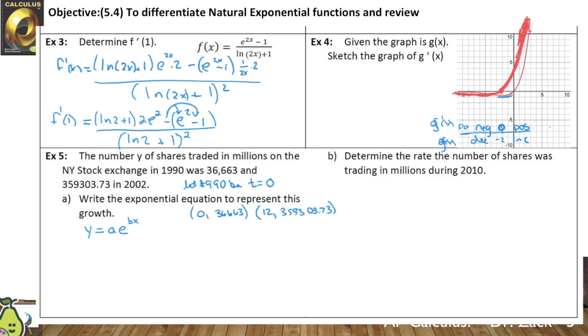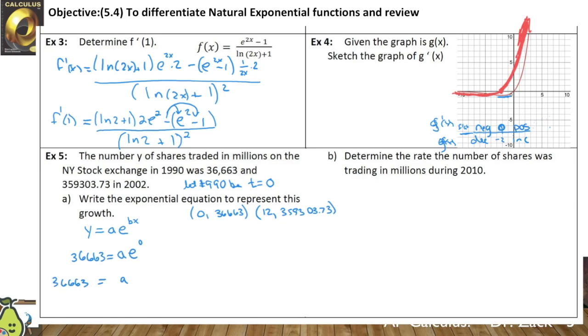All right, so what we're going to do is substitution. When x is 0, your y value is going to be 36,663, and that means I would have a e to the 0, but e to the 0 is 1, so now we know our a value. Hey, that wasn't so bad after all.